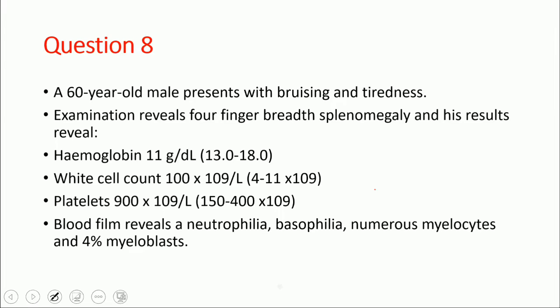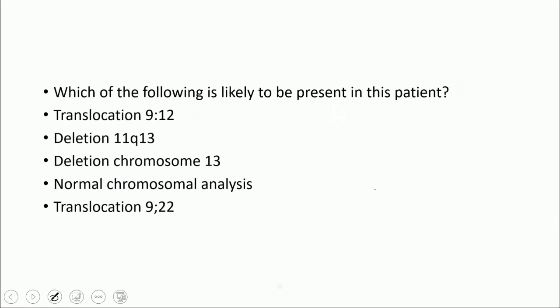So there is no doubt that this is CML and the answer is this. Most of the patients with CML will have this 9;22 translocation, the Philadelphia chromosome. And the gene transcript that is formed is called the BCR-ABL transcript.